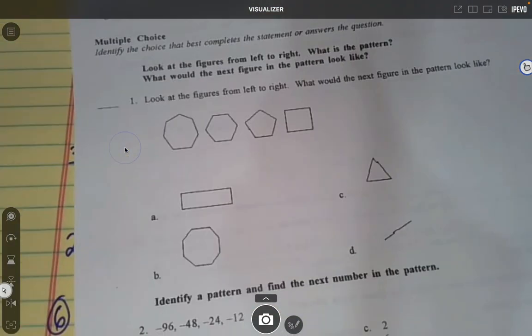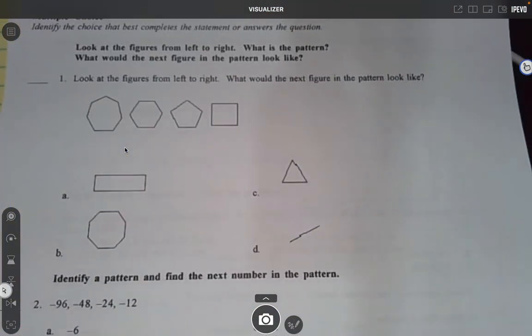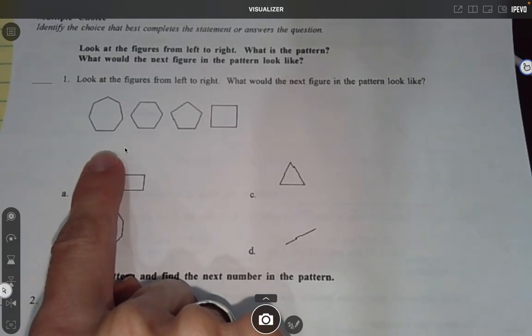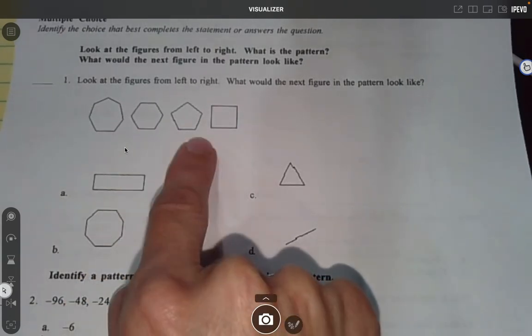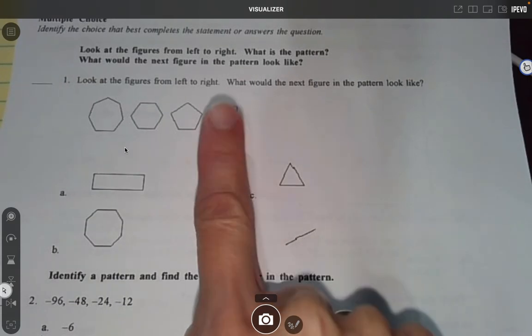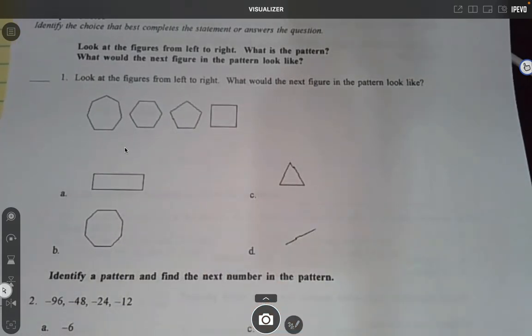Okay, so number 1, what is the next figure in the pattern going to be? A triangle. Because this one went from 6, 5, 4 sides, and then what's our next figure going to have? 3 sides, so it is a triangle.